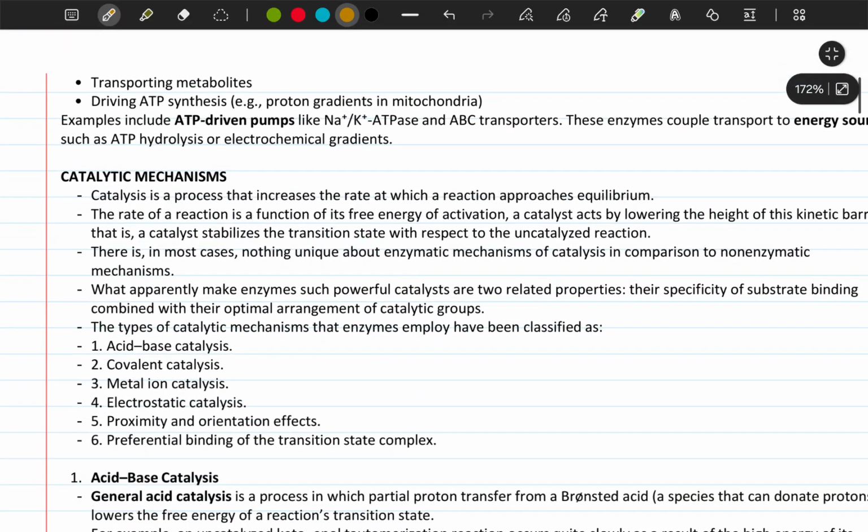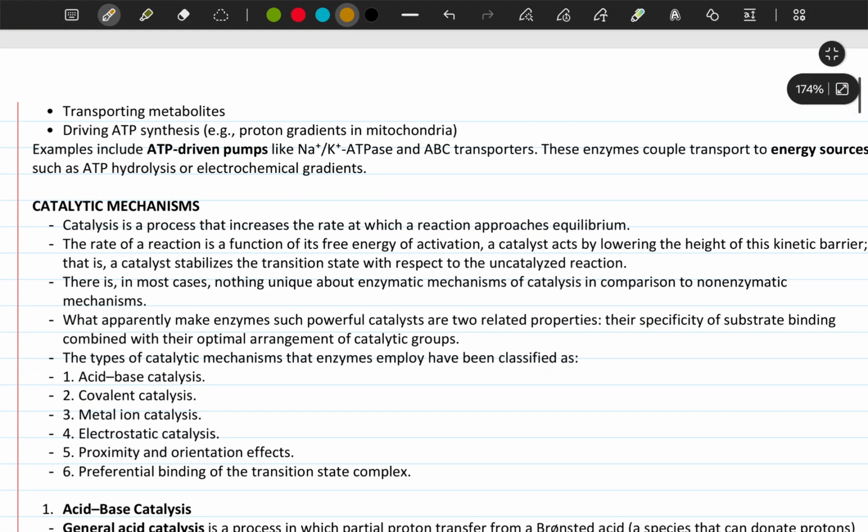Next, we'll briefly see these mechanisms that we have been discussing. Catalytic mechanisms. Catalysis is a process that increases the rate at which a reaction approaches equilibrium. What does a catalyst do? It increases the rate of reaction approaching equilibrium.